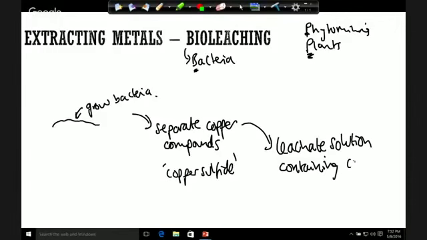So you don't need to go into detail about this process. Don't worry if you can't remember much about it, because all you need to know is that bioleaching involves bacteria. The bacteria separate copper compounds and they produce this leachate that contains the copper. You can then go on to filter that copper out because it will be in solution, or you could do like we did before, add some sulfuric acid and do electrolysis.